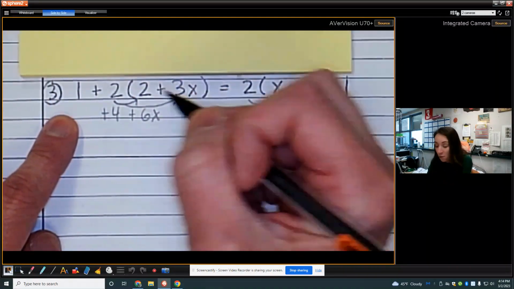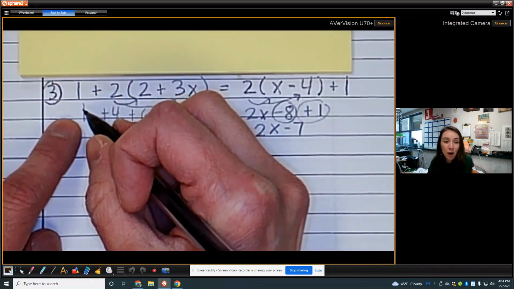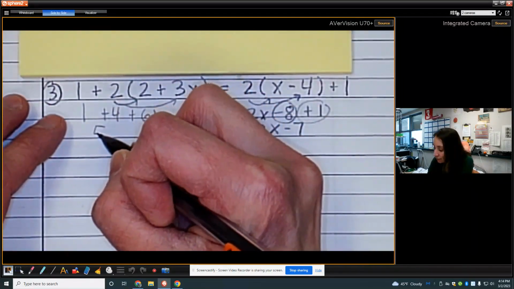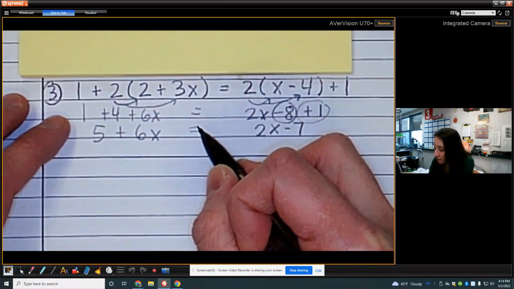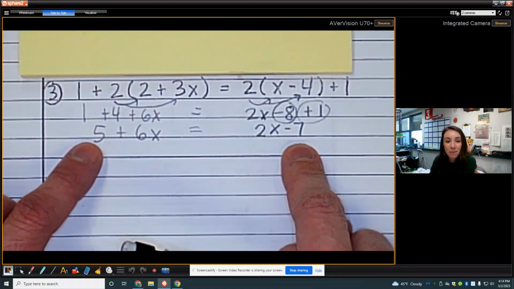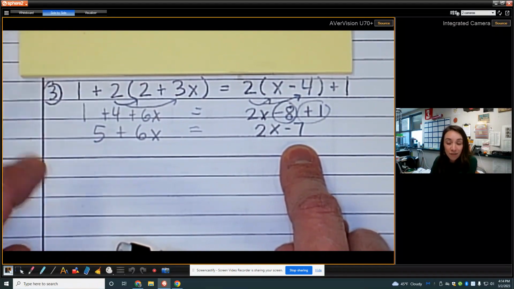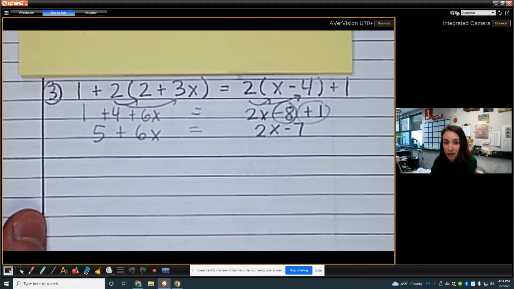Now bring down that 1. On this side of the equal sign, you see that we have a 1 plus 4. Well, that's 5. And bring down your plus 6x. So now, here is our simplified equation. We can move on to step 2, which means we've got to move the variables to the same side of the equal sign using inverse operations. I'm going to go ahead and move the variables to the left-hand side of the equal sign.